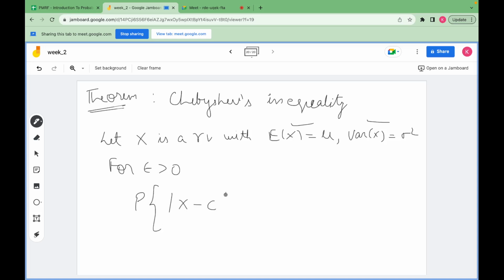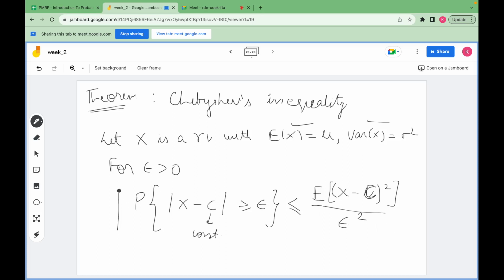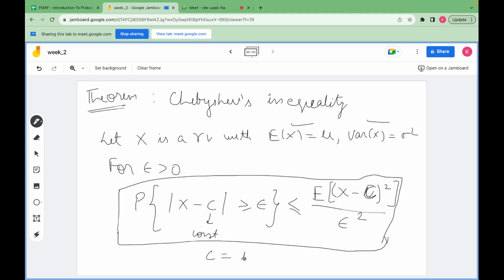the probability that x minus c, where c is some constant, is greater than epsilon is less than or equal to the expectation of (x minus c) square by epsilon square. So this is another inequality. You can put c equal to mu also, then this will become the probability that |x minus mu| is greater than epsilon is less than or equal to variance of x by epsilon square. Because the expectation of (x minus mu) square is the variance of x, and this will be variance x by epsilon square.